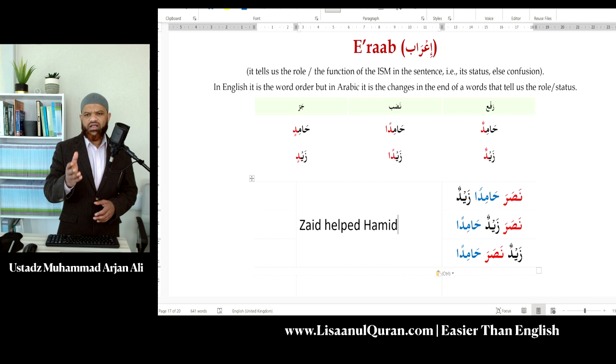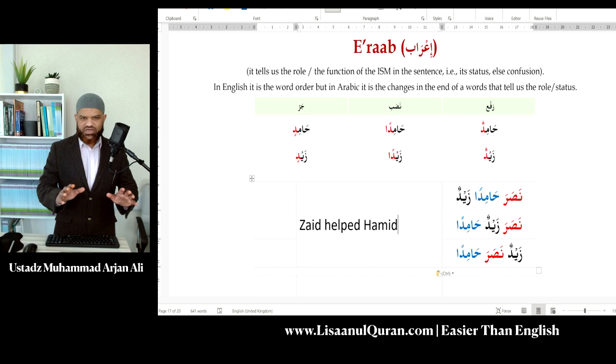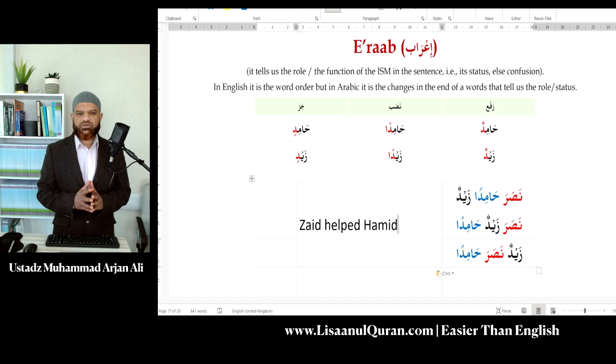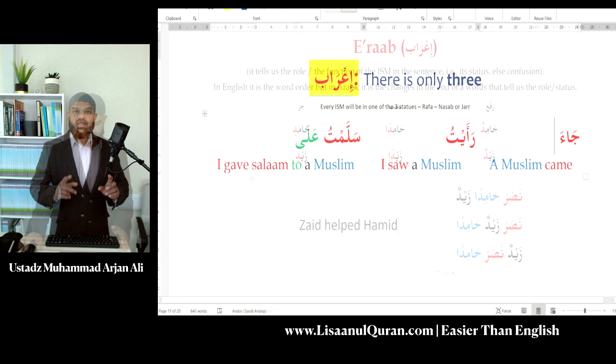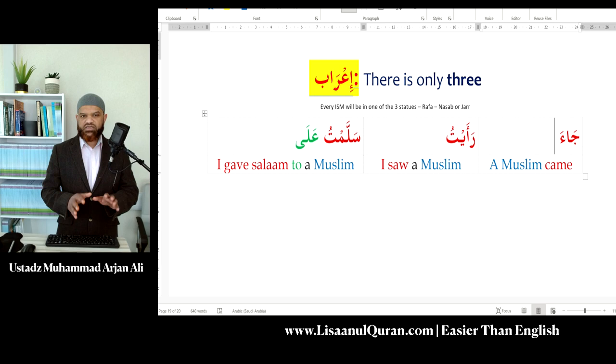This is it. This is i'rab. If you can get your head around that, inshallah ta'ala, we're going to be looking at this subject in detail. But this is the most important aspect of i'rab. And there are essentially only three: rafa, nasab, or jar. In order to help you remember the three i'rabs with the word example for the 85%, my teacher taught me these three sentences very early on in my studies. And I found them very, very beneficial.